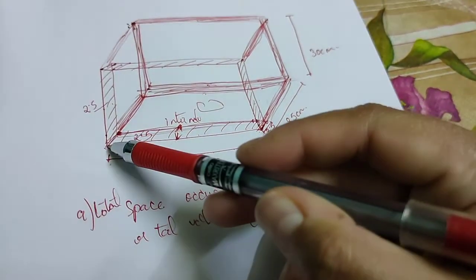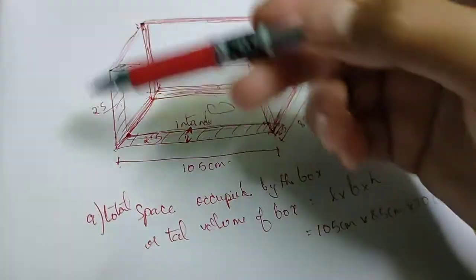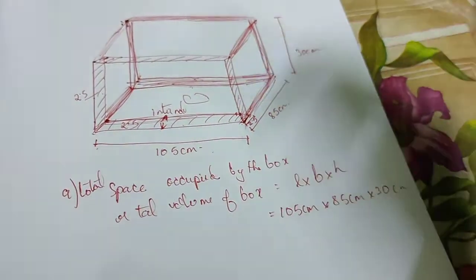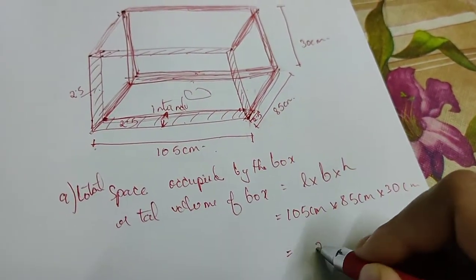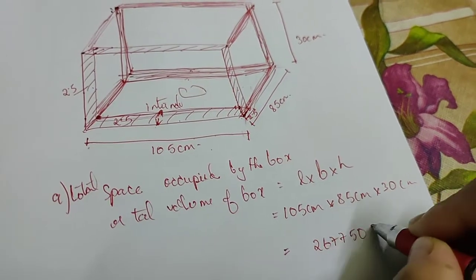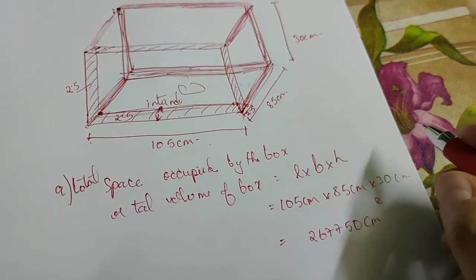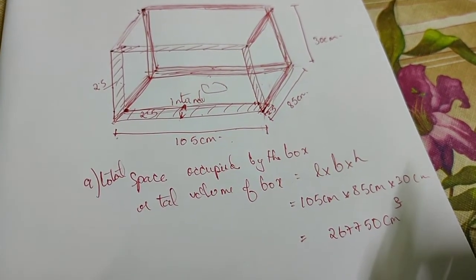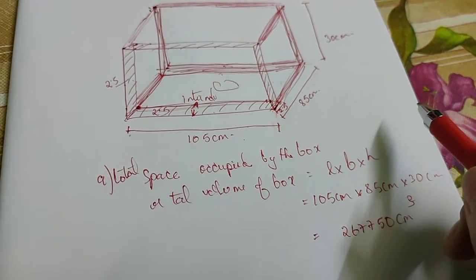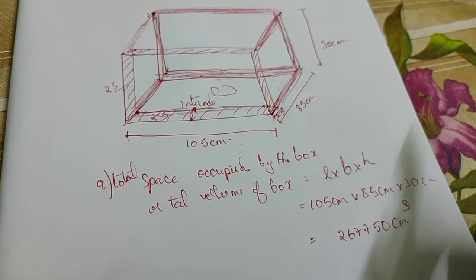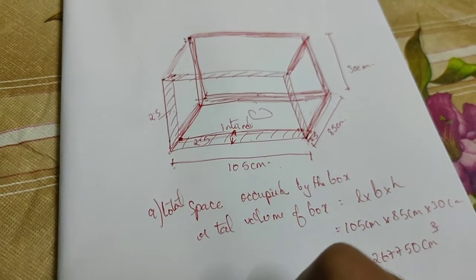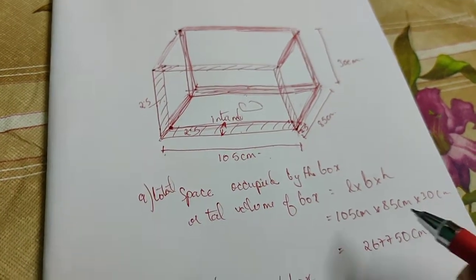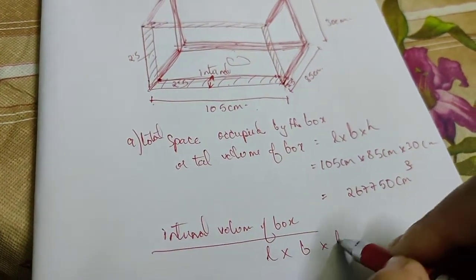Now we are considering the outer dimensions, the whole part, so this will be the total volume of the box. When you calculate, you will get 267750 centimeter cube. Yes, this is the volume. Now next is to find the internal volume of the box. Our formula is length into breadth into height.